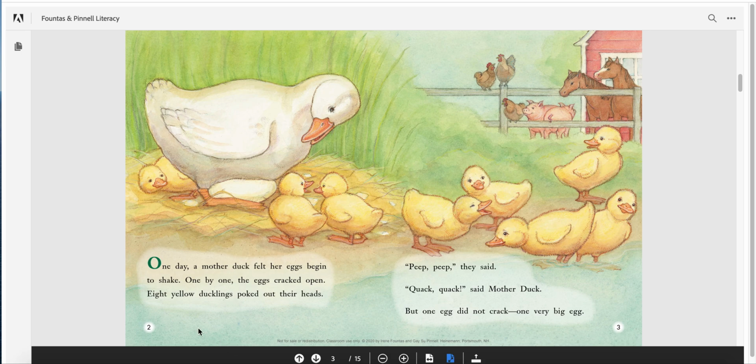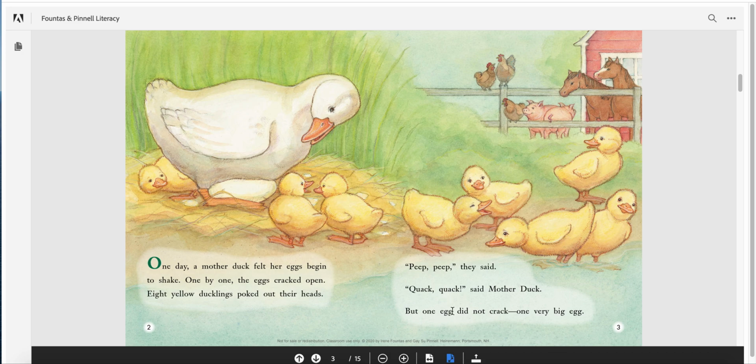One day, a mother duck felt her eggs begin to shake. One by one, the eggs cracked open. Eight yellow ducklings poked out their heads. Peep, peep, they said. Quack, quack, said Mother Duck. But one duck did not.